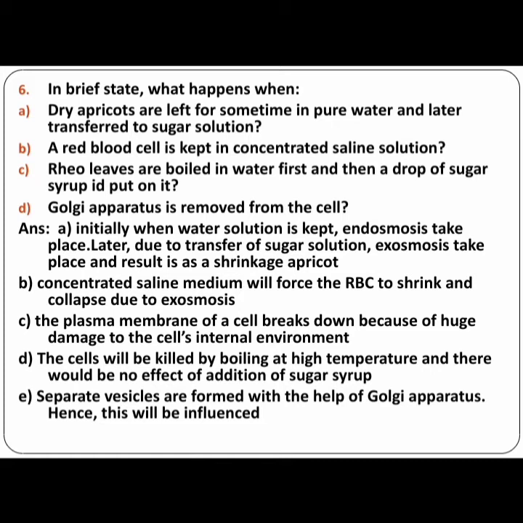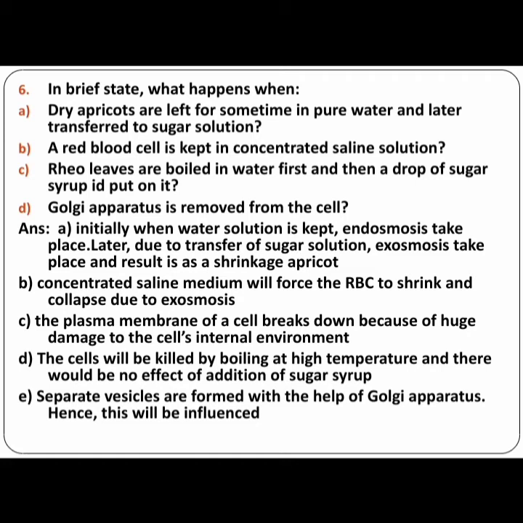So what is the thing you observe here? Initially when it is kept in pure water, endosmosis takes place. That means water gets into the apricot, because of the semi-permeable membrane. Okay, that is endosmosis. Later, due to transfer to the sugar solution, exosmosis takes place, and the result is a shrunken apricot. So exosmosis means the apricot has water now. From higher concentration to lower concentration, the water molecules move out of the fruit. If it is moving out of the fruit, what happens? It will shrink, right? So now the apricot gets shrunken.